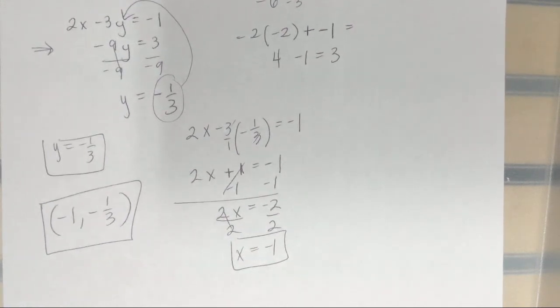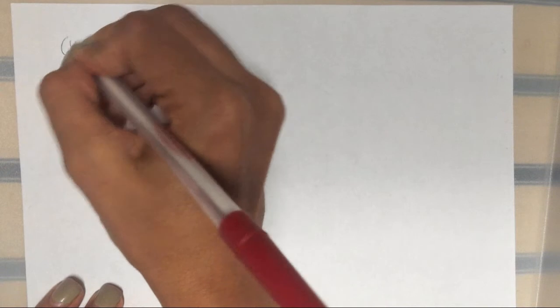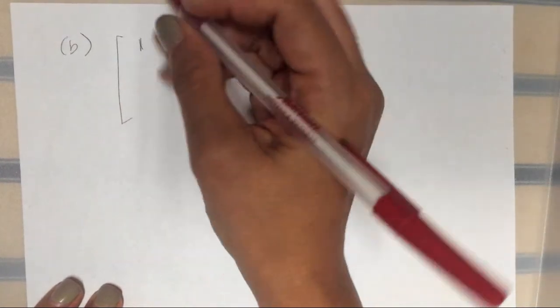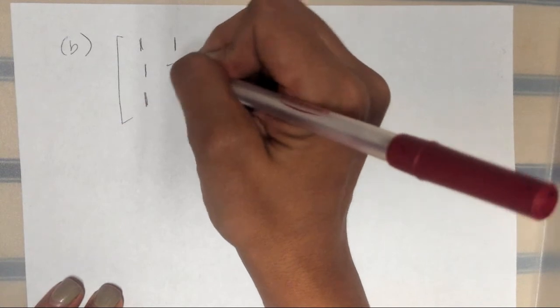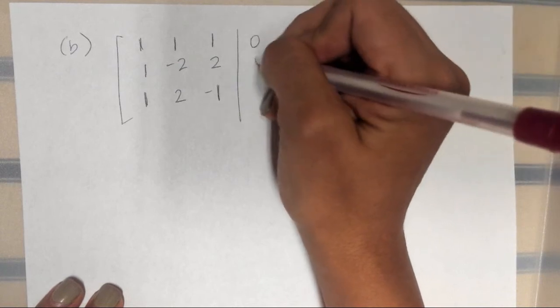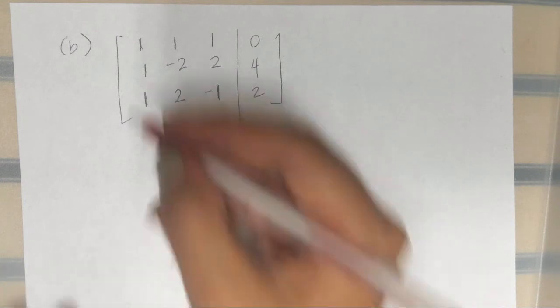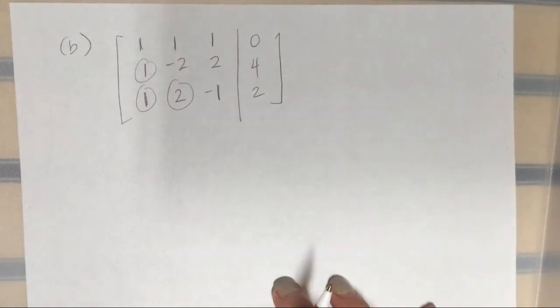Alright, we're going to get another sheet of paper. So the second problem, so part B. Alright, so rewrite my matrix. So I have 1, 1, 1, 1, negative 2, 2, 1, 2, negative 1, 0, 4, 2. So here's my matrix.